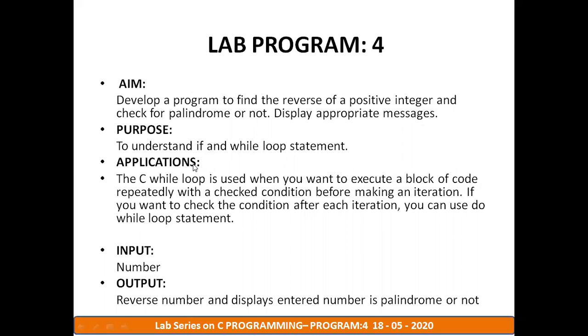The application of the while loop in C programming is that in C, the while loop is used whenever you want to execute a block of code repeatedly, with a condition checked before each iteration. That's why the while loop is called an entry controlled loop. If you want to check the condition after each iteration, you can use the do while loop. That means whenever you check the condition at the end, you can use the do while loop. That's why it is called an exit controlled loop.